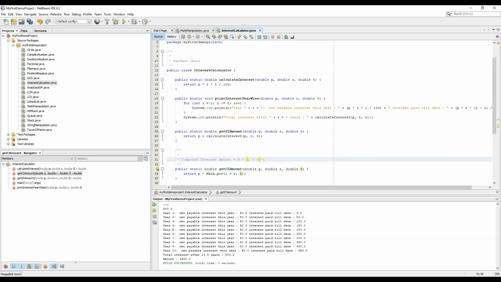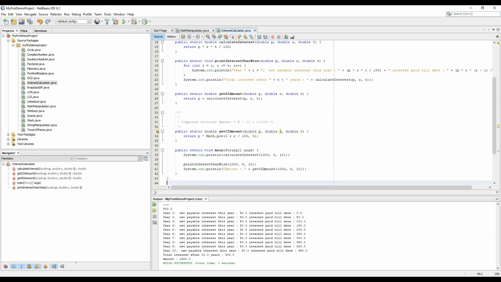Since I am assuming r is in percent, I would write it r by 100, and same here r by 100, and now I have created the function: p into Math.pow(1 plus r by 100, t). So I have calculated the amount. So let's create the implementation for that.